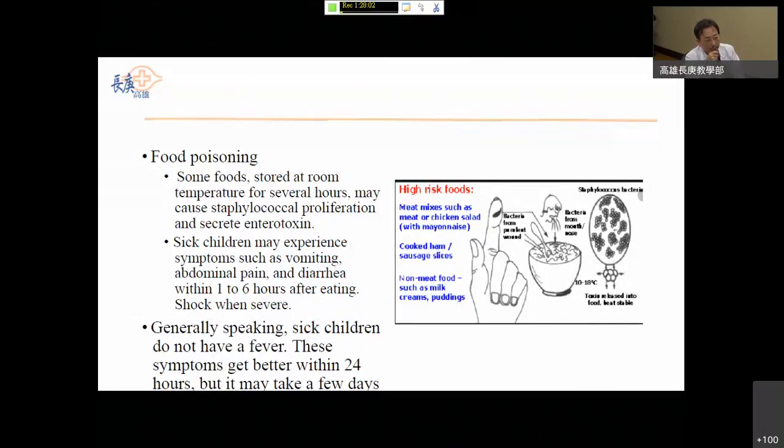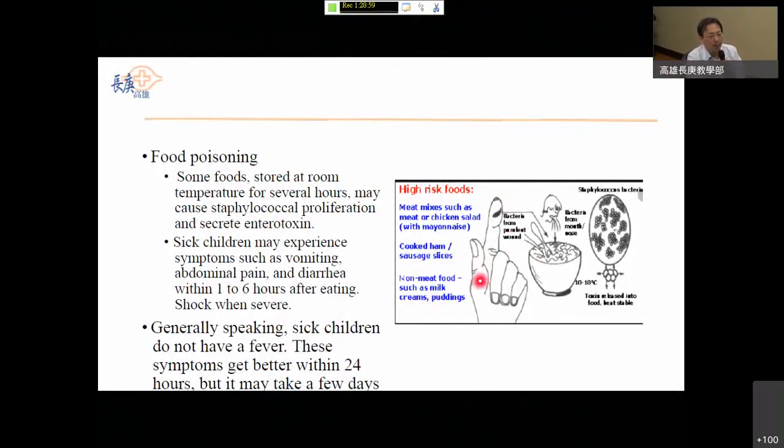So when you have abdominal pain, diarrhea, or vomiting not long after you finish your lunch, you might have food poisoning caused by the enterotoxin secreted by staphylococcus, okay? And this is very important. If the abdominal pain does not improve and you feel more and more dizzy and you are having low blood pressure, you might have toxic shock syndrome, like what's happening in streptococcus, okay?